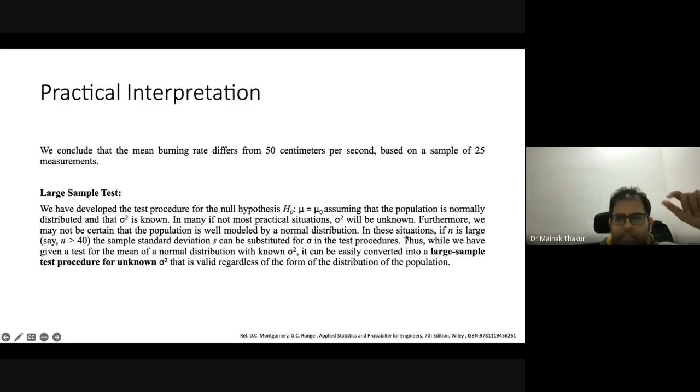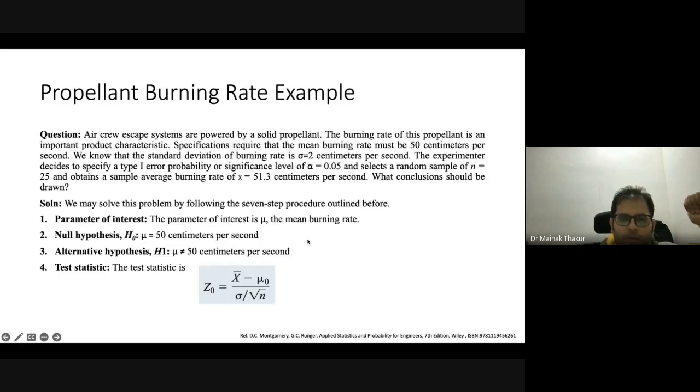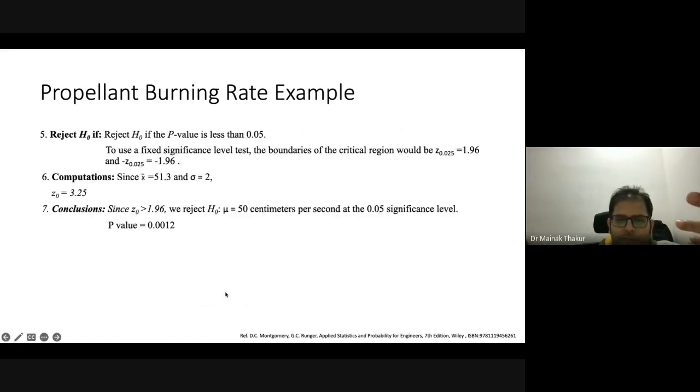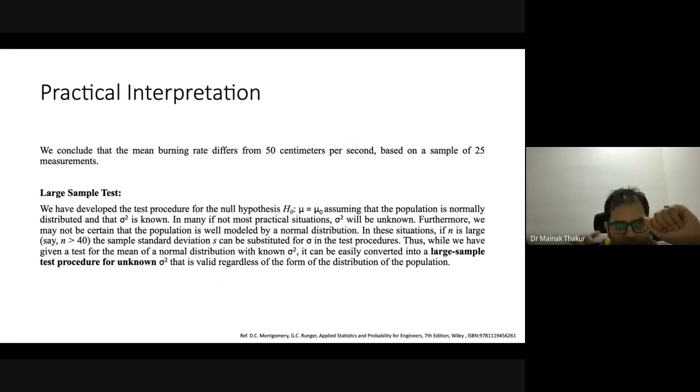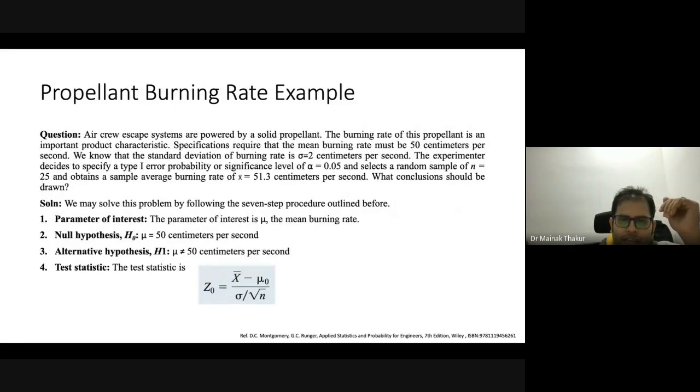In these situations, if n is large, this is a very important point. If n is large, that is n greater than 40, the sample standard deviation S can be substituted for sigma. So instead of x bar minus mu naught by sigma by root n, if sigma is unknown, you replace it by the sample standard deviation S. You can calculate the sample mean and sample standard deviation from the sample values. But then will this distribution be Z?